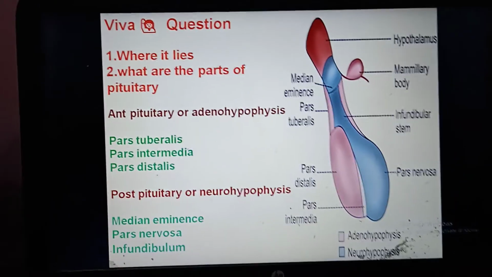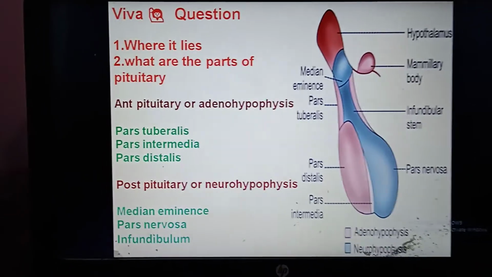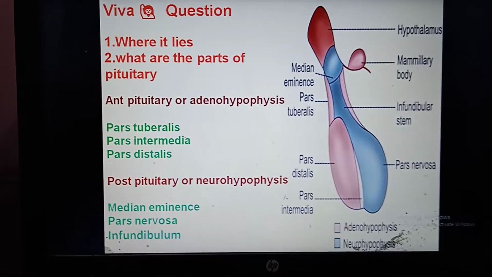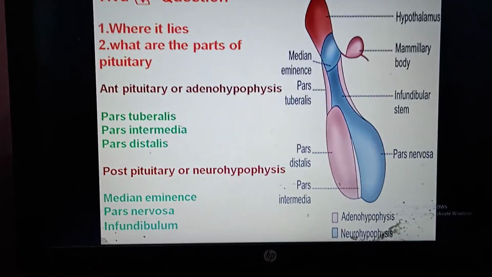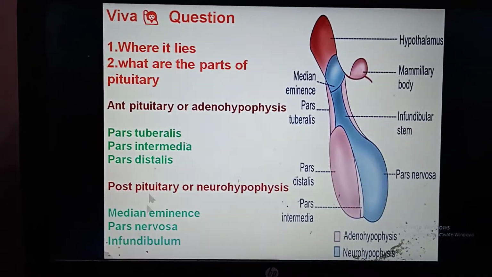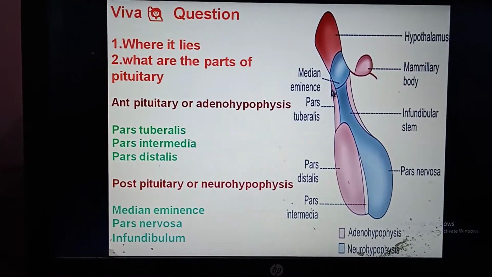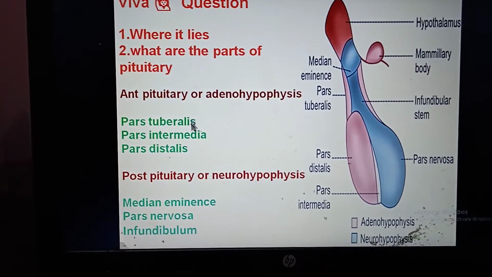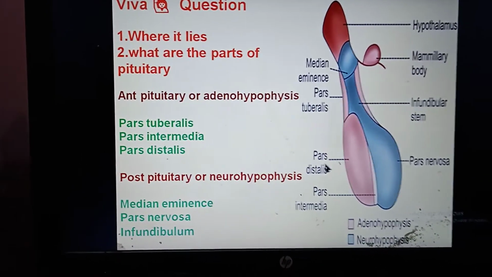Now come to the viva questions. Where does it lie? It lies within the sella turcica, present in the sphenoid bone. What are the parts of pituitary? Anteriorly, there is the anterior pituitary shown in pink color, which is again divided into three parts, that is the pars.